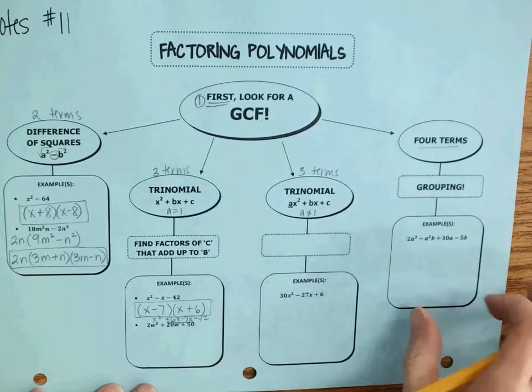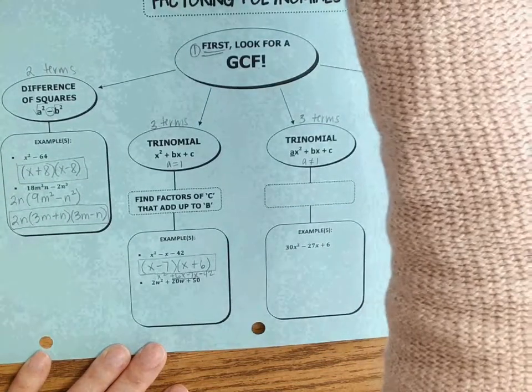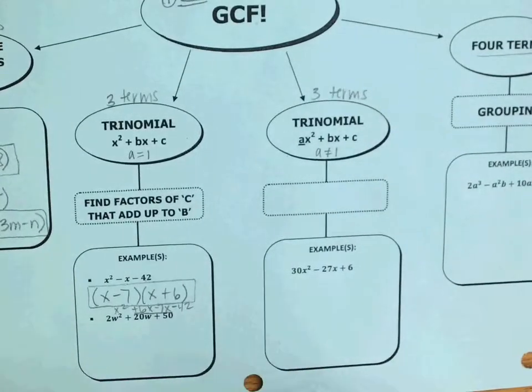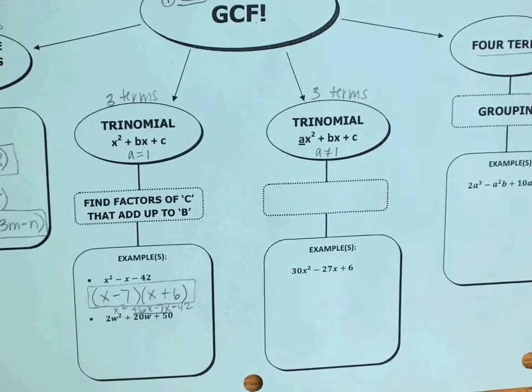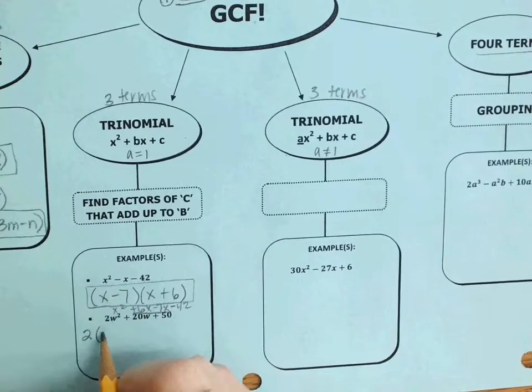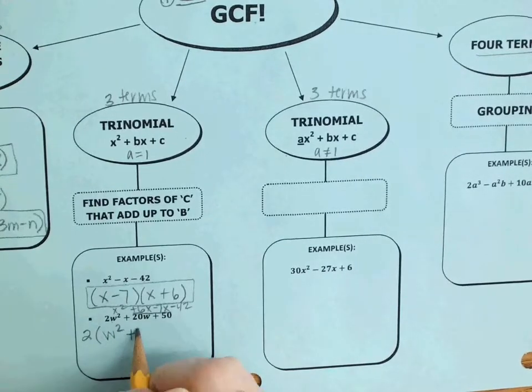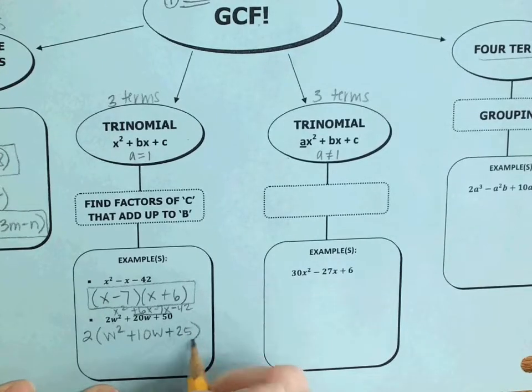Let's go ahead and try the next one. Actually, I think I'm going to zoom this in for you guys. So hopefully that's a little bit easier. And so the first thing I'm going to start with is looking for that GCF. And I do have a GCF. My GCF is 2. So I'm going to factor that out first. When I factor that out, I'm left with w squared plus 10w plus 25.